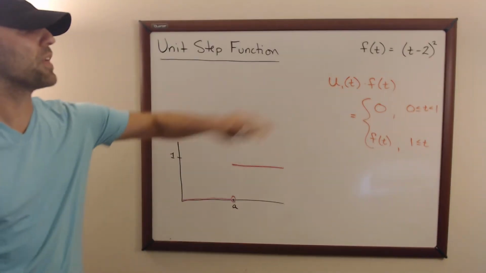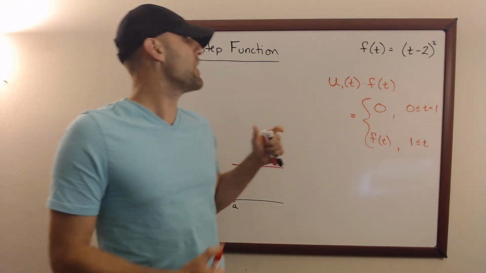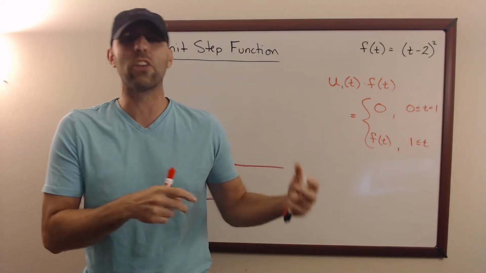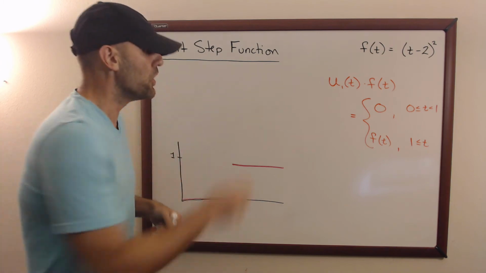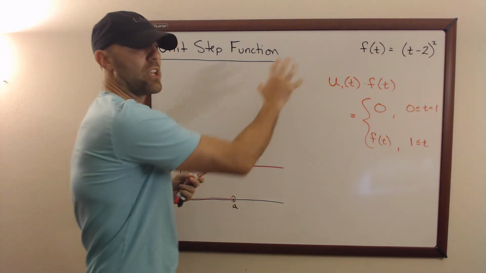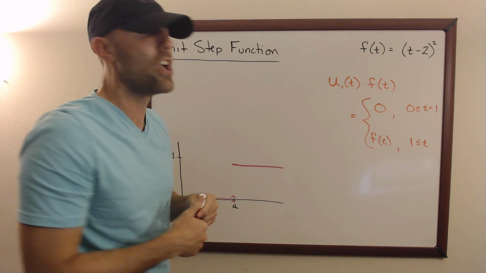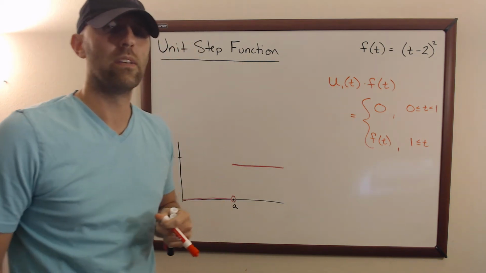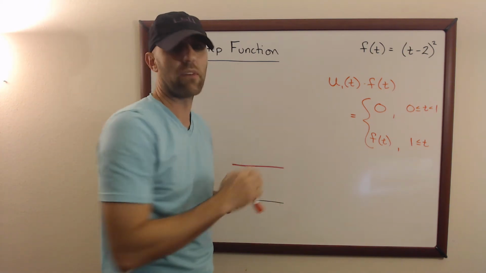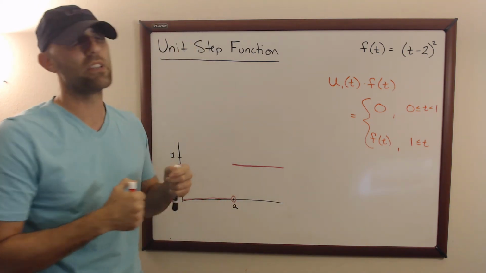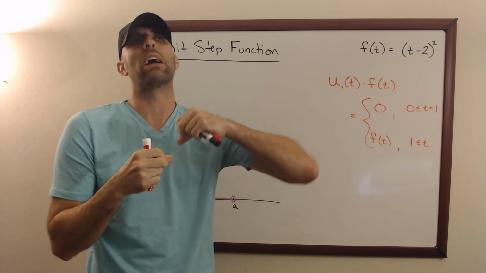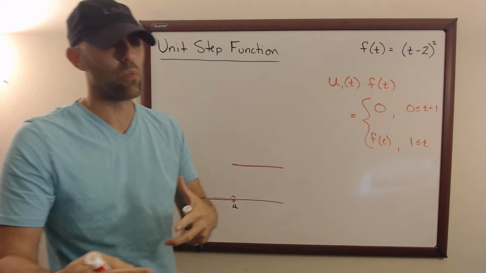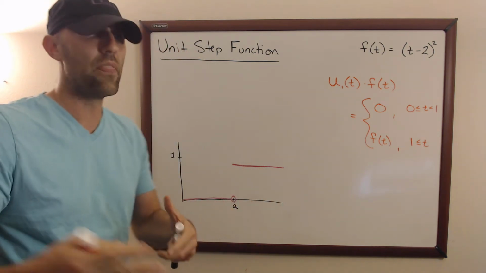So a better way to think about these unit step functions is to think of them like switches. They turn functions on and off. If you multiply a function by u1 of t, you've turned that function off until you get to 1, and then it turns itself on. If you want to keep it off until you get to 5, you multiply it by u5 of t. u sub 5 of t will be off until you get to 5, and then it'll be on.